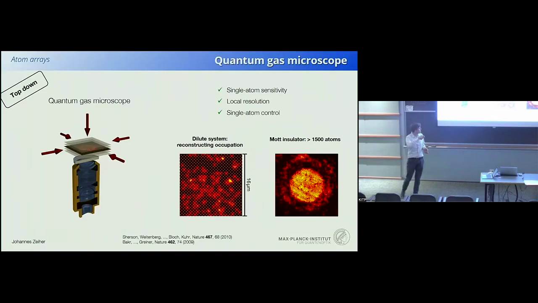So you see here, this is a typical image we can capture with this microscope, where every white dot here indicates a lattice site, and you can see that some sites are occupied by atoms. This is indicated by a high level of fluorescence from that site, and other sites are empty.